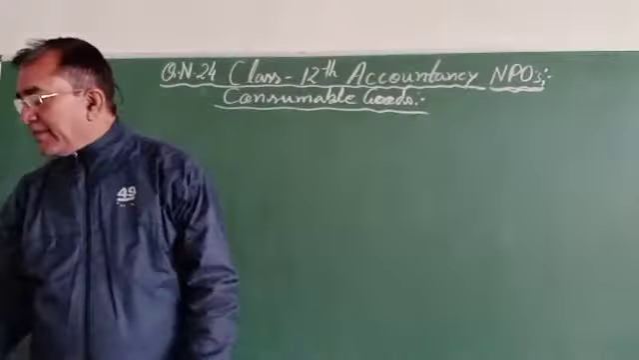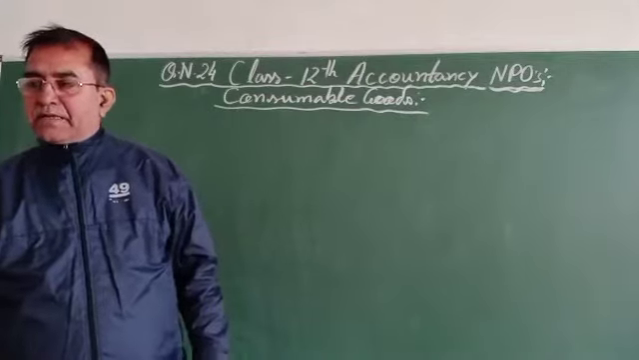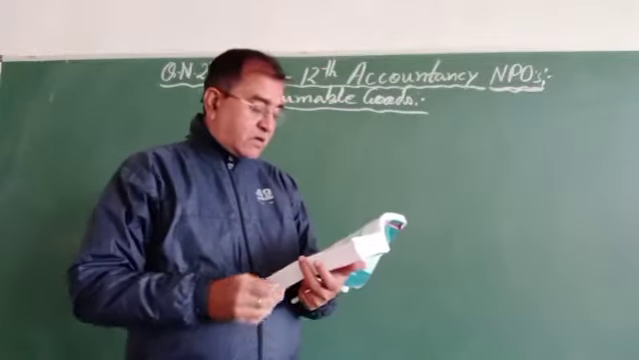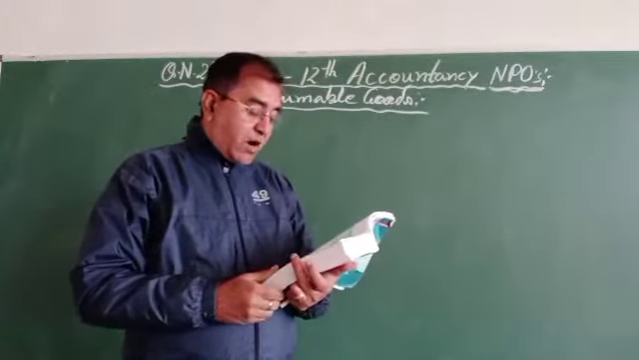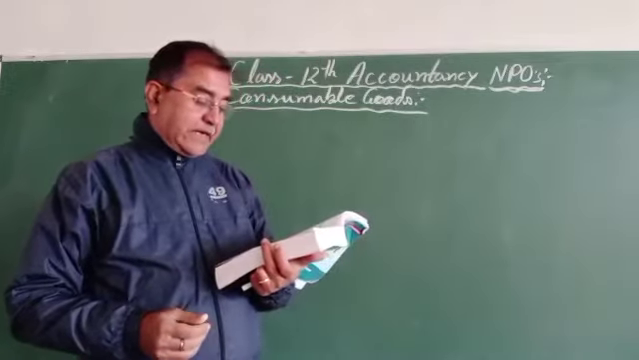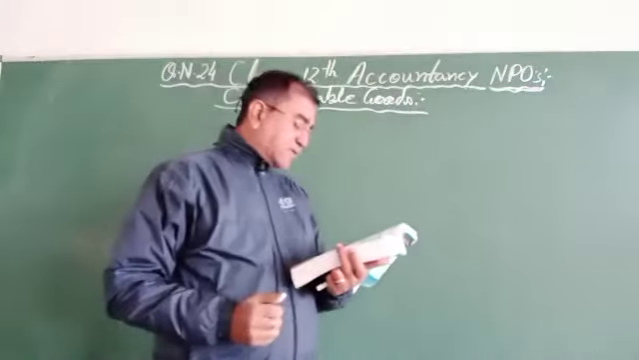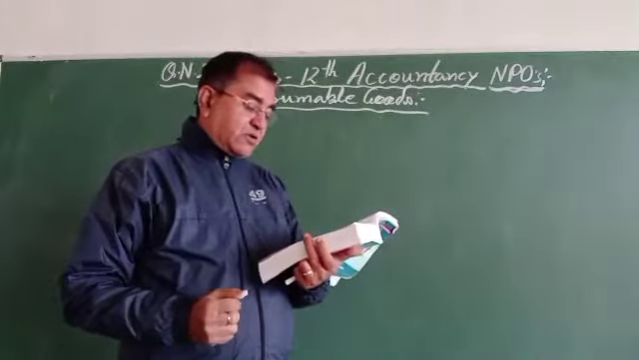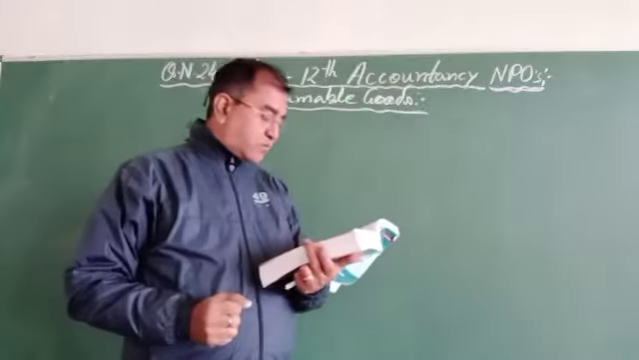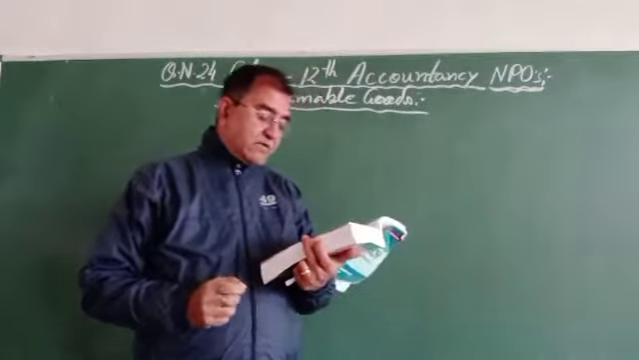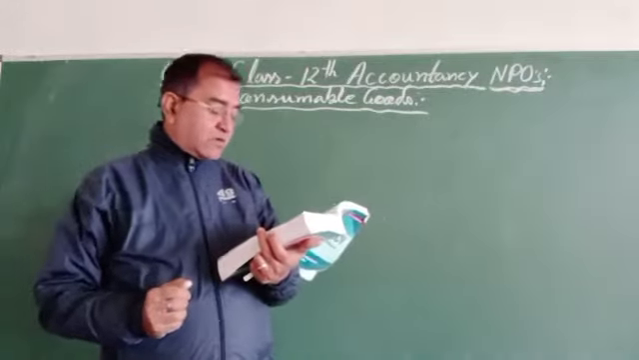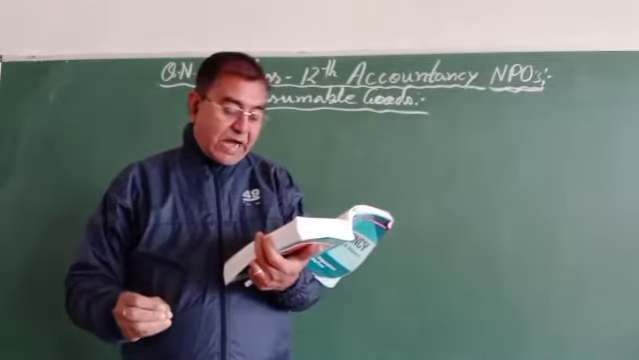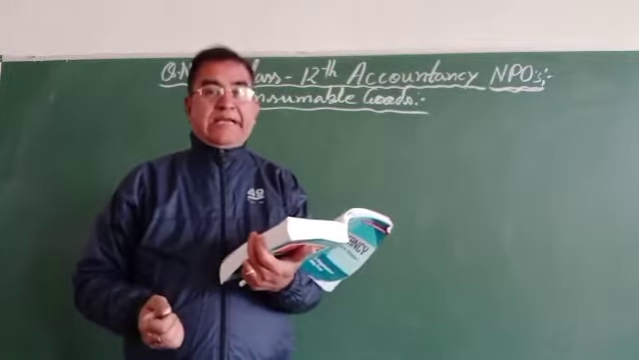I would like to read the information given. Calculate the amount of medicines consumed to be debited to income and expenditure account for the year ended 31st March 2019. Opening stock of medicine 50,000, closing stock of medicine 45,000 more than the opening stock.